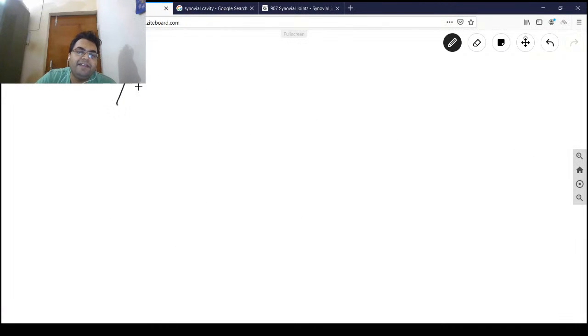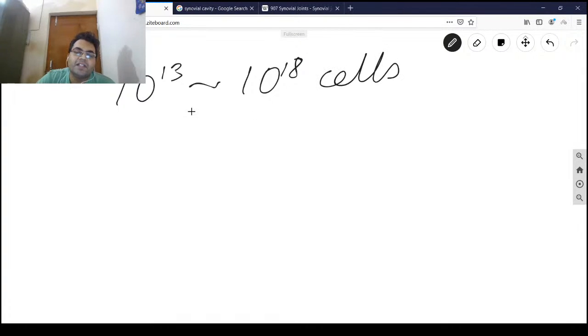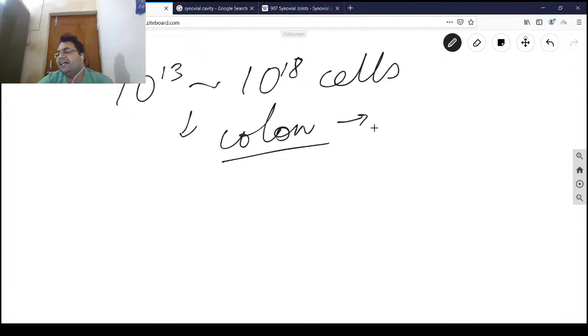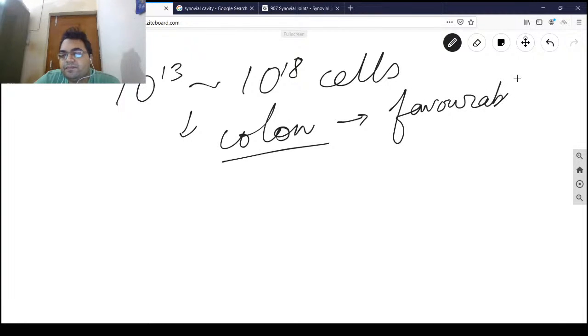meaning that you have 10 to the power 13 to 10 to the power 18 cells in the colon, known as cells of bacteria, fungi, and viruses. Also you have methanogens, Streptococcus thermophilus, and thermophiles. So these archaebacteria are also present, and they are a great exemplar of co-evolution. Most of these microorganisms are favorable microorganisms.